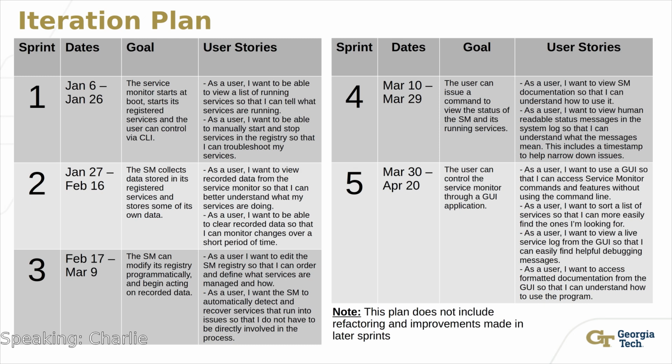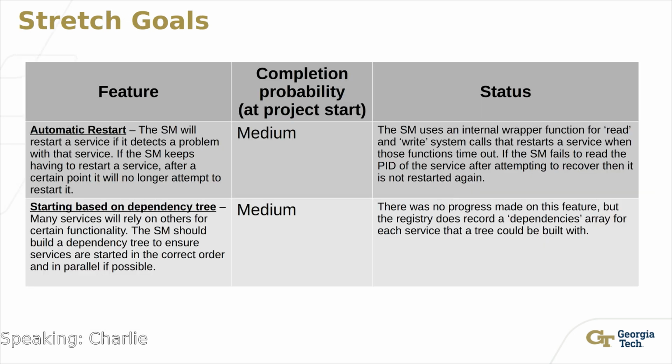In the fifth and final sprint, we created a graphical interface as an alternative to the command line for some use cases. In just a moment, we will demonstrate these features by sprint, but first, we also identified two stretch goals for the semester. The first was the automatic restart and recovery of services, which we were able to start experimenting with, as mentioned before. The second was starting services based on a dependency tree. And while we did not get a chance to start on that, there is a field in the registry to make future implementation of this feature easier.